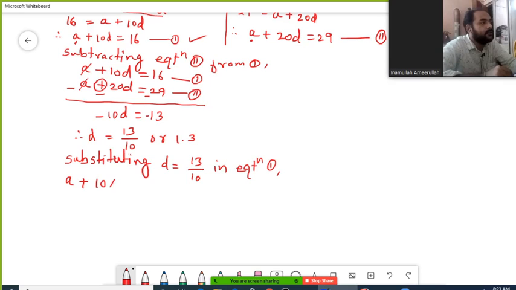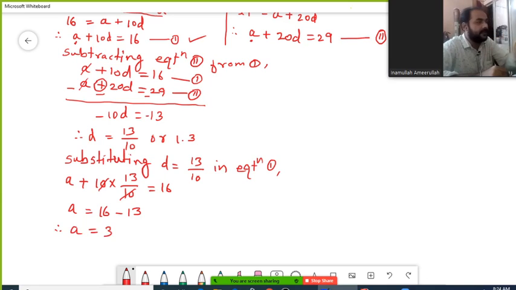10 into d. d is 13 by 10, equals 16, like this. So 10 will cancel. So a plus 13 equals 16. This positive 13 can be transposed to the other side, and will become negative 13. So thereby the value of a will become 16 minus 13, which gives me 3. So the first term of the given arithmetic progression is 3 and the common difference is 1.3 or 13 by 10. Any one of them can be taken.